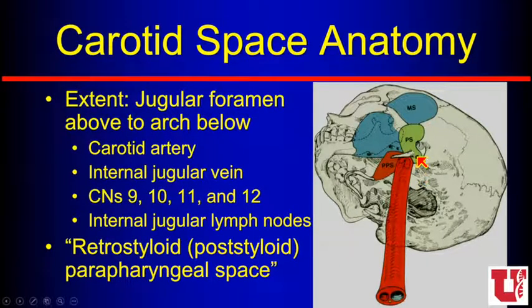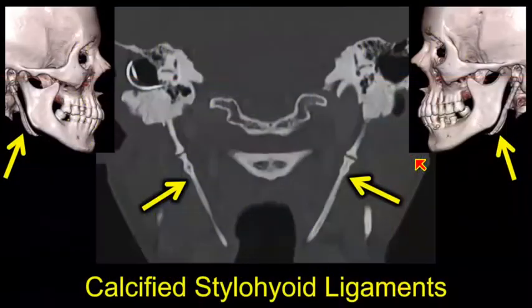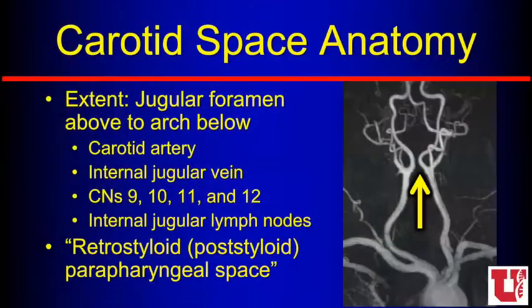So that styloid process we think about is separating these two spaces. And if we see a heavily calcified stylohyoid ligament, we can think about that again running through the suprahyoid neck and separating those spaces at that level. So that carotid sheath or space extends from the jugular foramen all the way down to the aortic arch. And again, we've got the carotid here, we've got the jugular, and we've got lymph nodes that are associated with this area. And there is some variability.